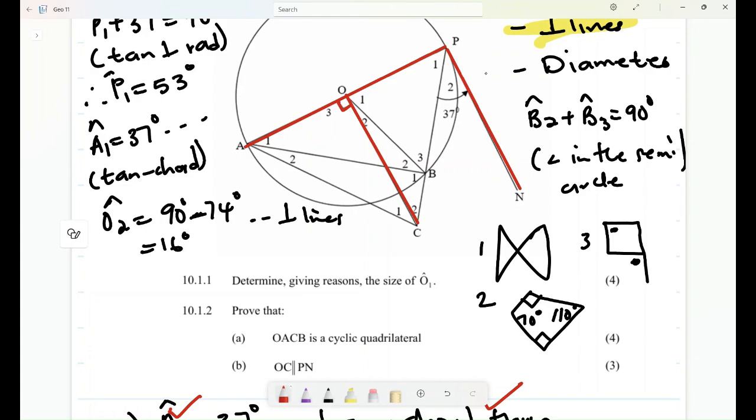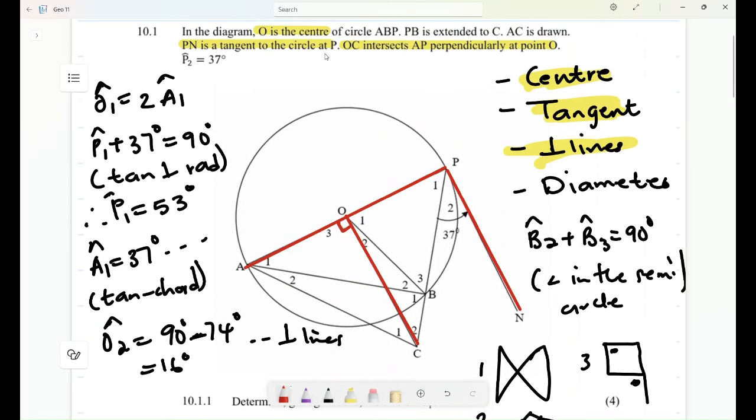But let me check. P1 plus P2. Here it is: P1 plus 37 is equal to 90. Why? Tangent perpendicular to radius. Therefore, these two are corresponding. Then we are done.